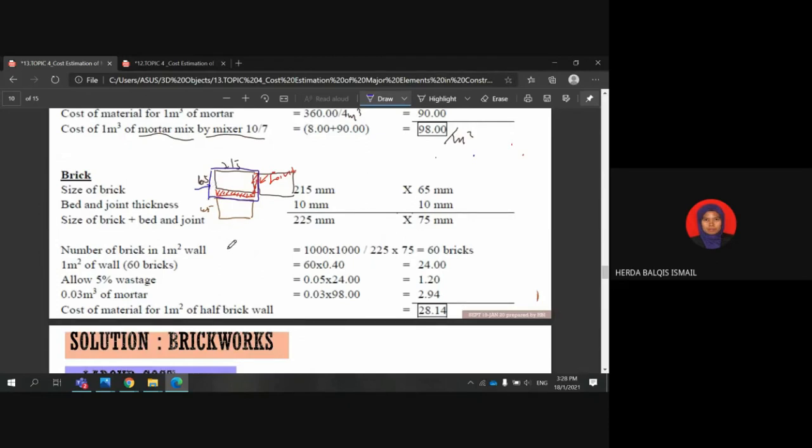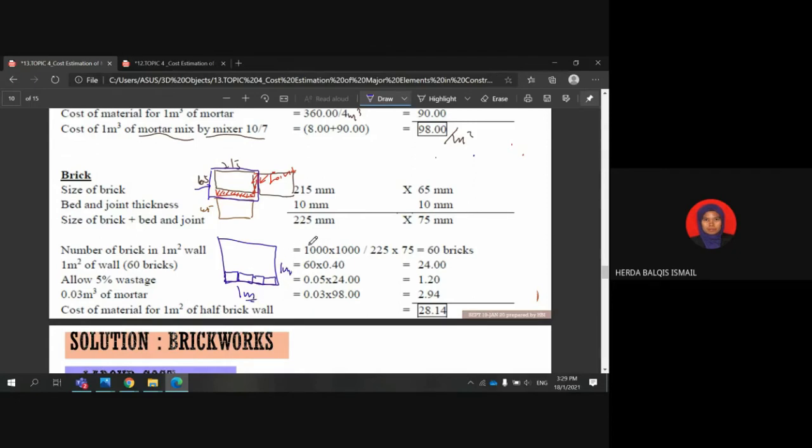Next, you need to calculate the number of bricks. So let's say given 1 square meter of brick wall, and by knowing the size of the brick, we can calculate the total number of bricks required to build up this area of brick wall. So how to calculate? You need to convert the unit, either millimeter to meter, or meter to millimeter.